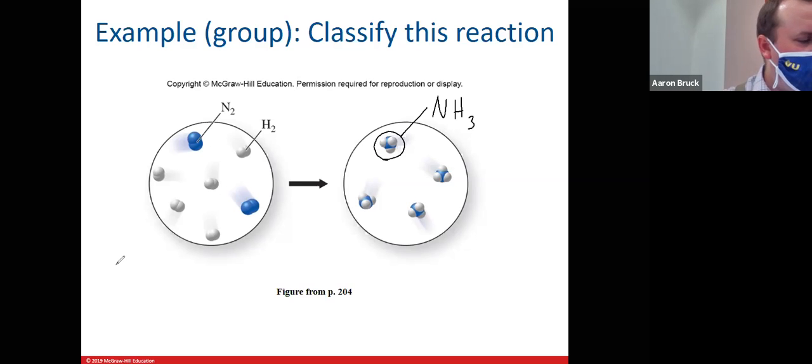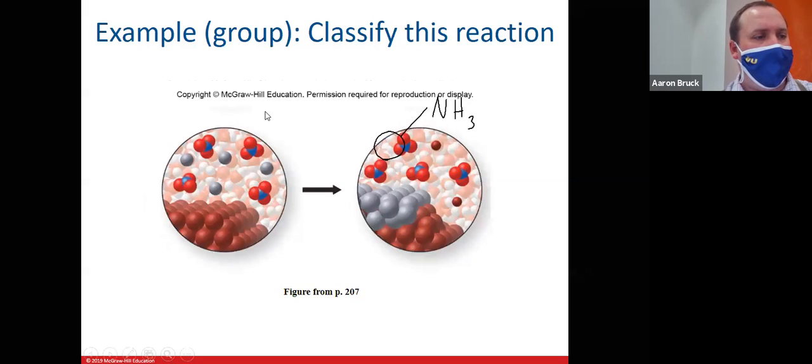Got a couple of answers of combination in here, and that would be correct. I've got one unique product here, ammonia, NH3. All of these molecules shown are all the same. They're all NH3s. They all started from nitrogen and hydrogen. So I had multiple reactants turning into a single product. That's combination. All right, let's look at this one.